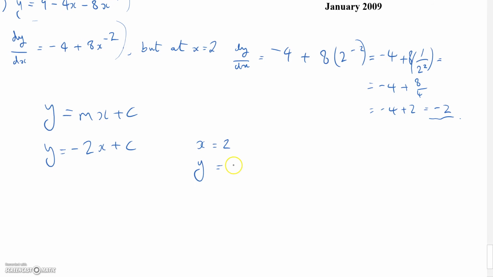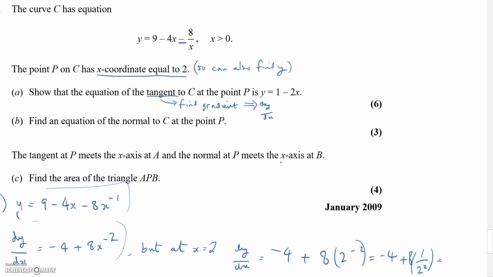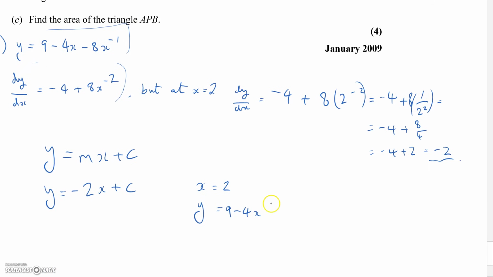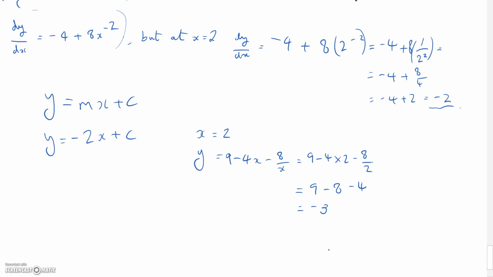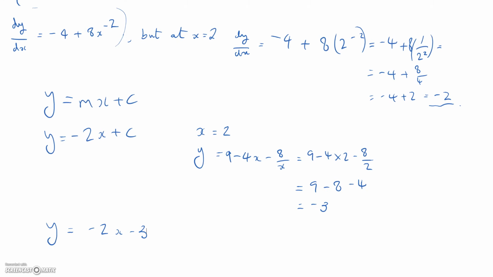So that's 9 minus 4x minus 8 over x at x equals 2. So 9 take 8 is 1, 1 take -4 is -3. So your constant is -3. So sorry, not your constant, your y value is -3. So we're doing there.